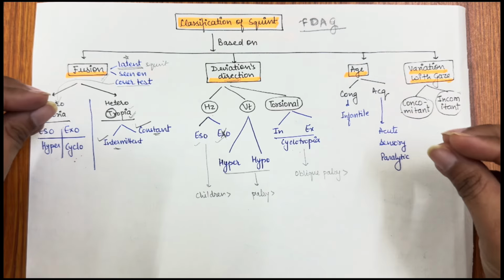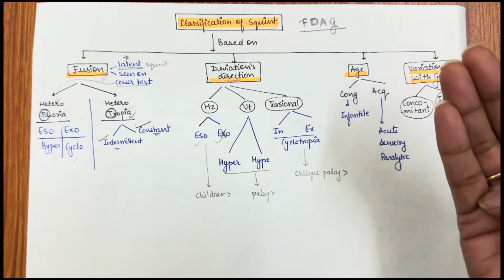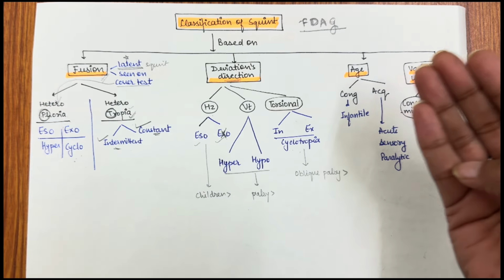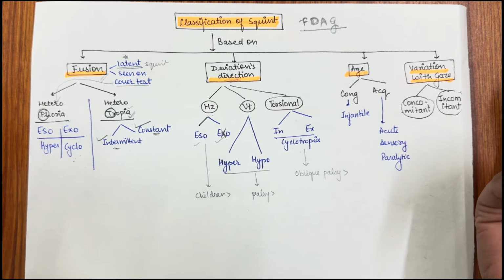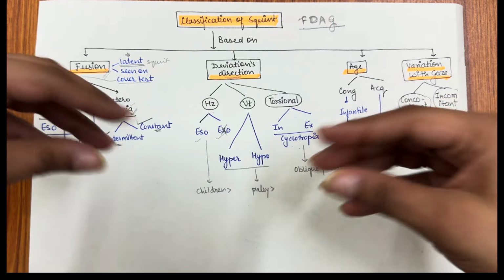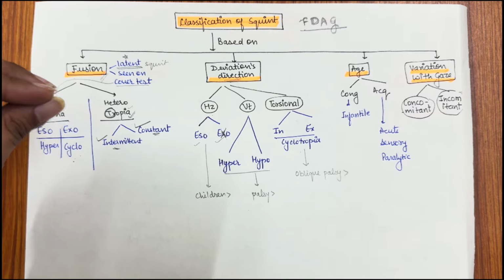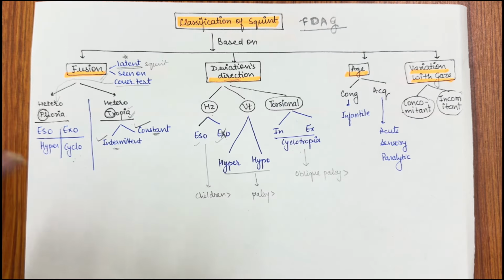This is a very important question, classification of squint. It comes as a separate short note also. It comes as part of a long answer question also. And sometimes examiners ask it in viva. Instead of answering randomly, I am going to give you a flow chart to remember it.